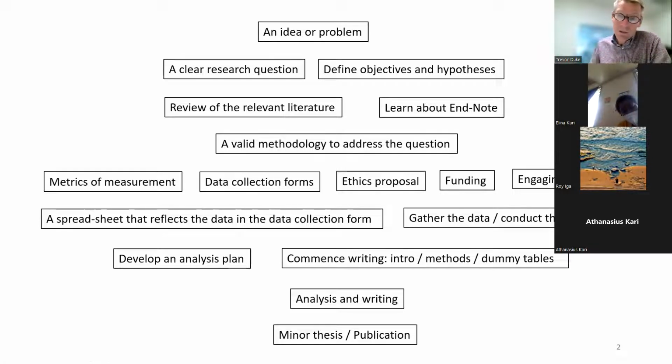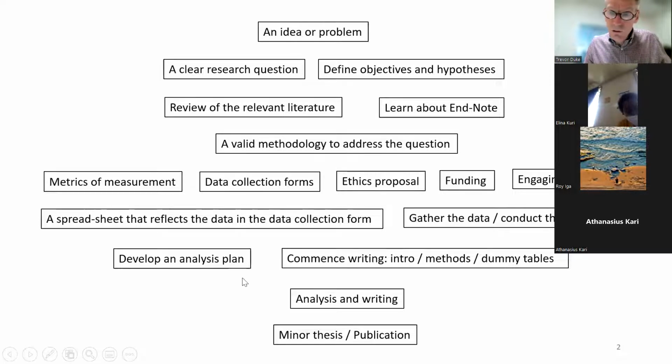I'm going to say quite a bit about spreadsheets in a little while, because most of you are up to that point. Then you do need to design a spreadsheet, and that spreadsheet should reflect the data in the data collection form. It's very important that when you make up a spreadsheet, whether it's Excel or some other form, it should reflect as closely as possible the data in the data collection form, and that just makes it easy then to enter your data. You then gather the data, recruit patients, conduct the study.